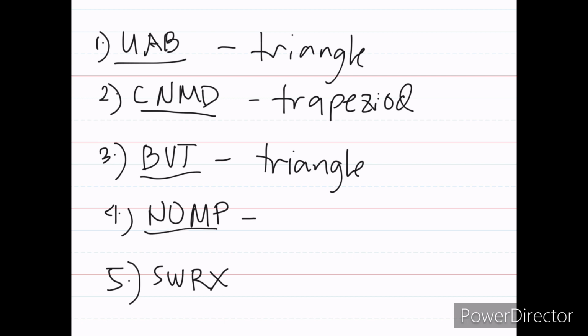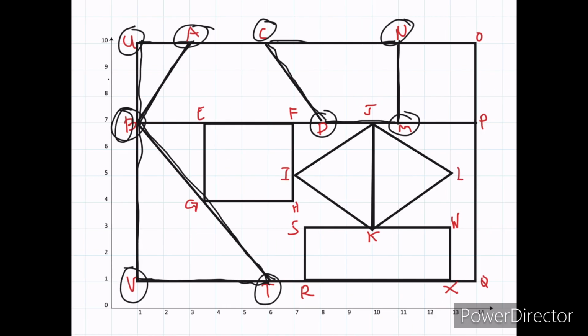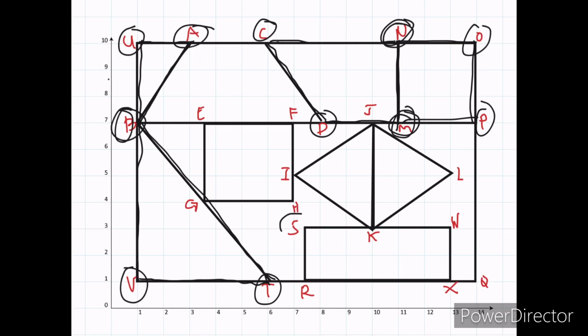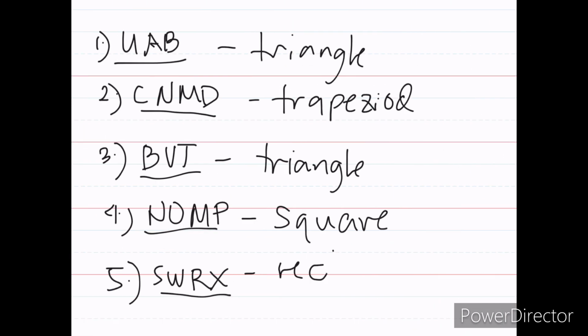Next, NOMP. So find the letter N. This is our letter N, letter O, letter M, and letter P. Connect those letters again using a line. So you can create a square. Next, SWRX. This is our S, this is our W, and this is our R and X. Again, connect those letters using a straight line. You can create a rectangle.